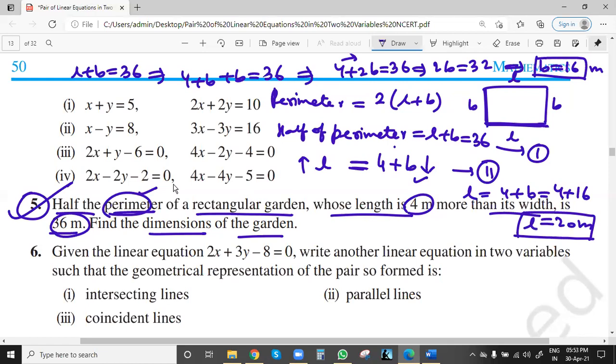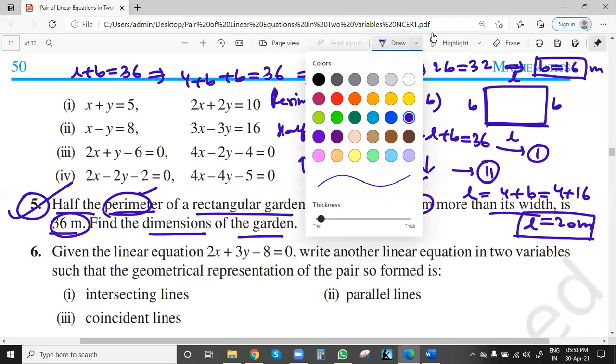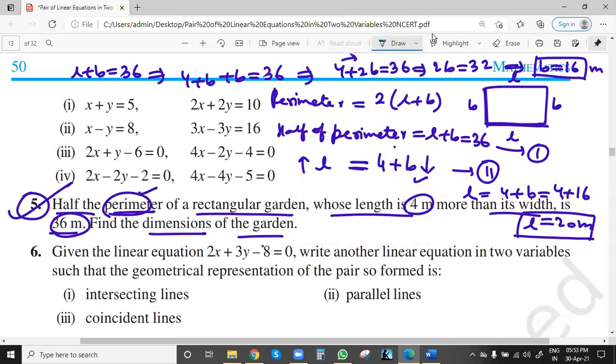If you want to check, then checking is also very simple. Half of the perimeter, length and breadth we know. So perimeter will be twice of length plus breadth, that is 20 plus 16. So half of it will be 20 plus 16. Half means 2 divided by 2.